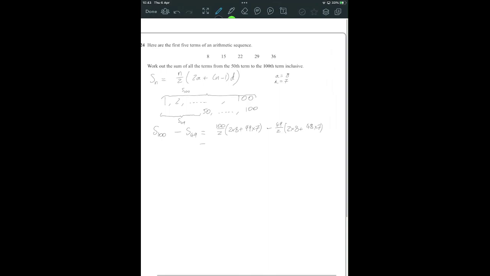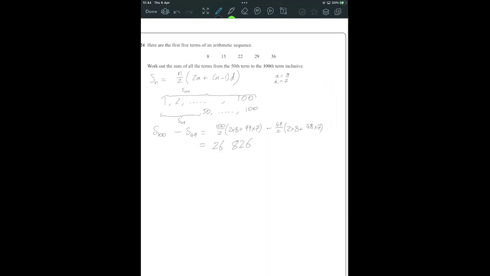I'm going to type all of that into my calculator, making sure I've got brackets in the right places. Subtract off the second one. That's giving me an answer of 26,826.